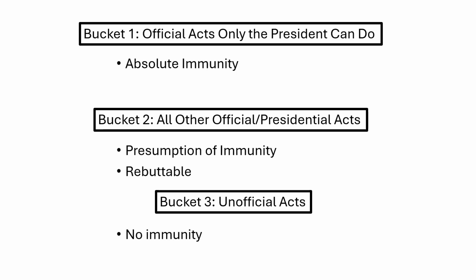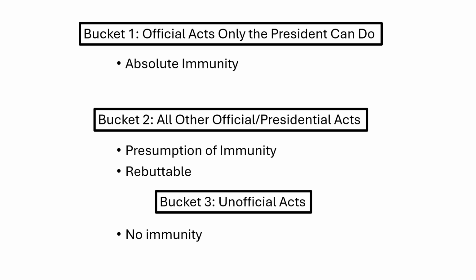The main thing we need to understand about the case is that it divides presidential activity into three different categories. These three categories determine what sort of immunity those actions are accorded. The first bucket is the official acts that the president has exclusive and preclusive authority over. That's the language used, but basically bucket one is the things that only the president can do. I'm going to jump into some examples in a moment, but this is a very narrow category.